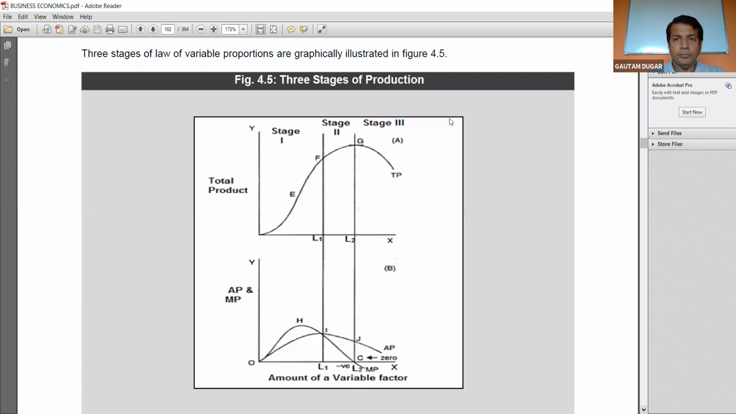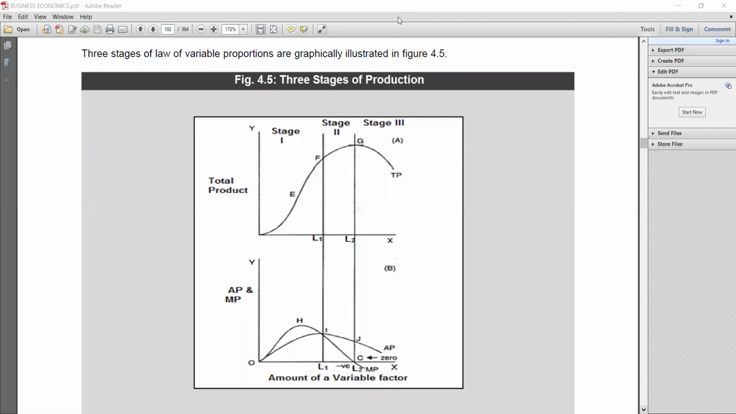Yeah, the screen must be visible to everyone. I think the screen is visible. Yeah.